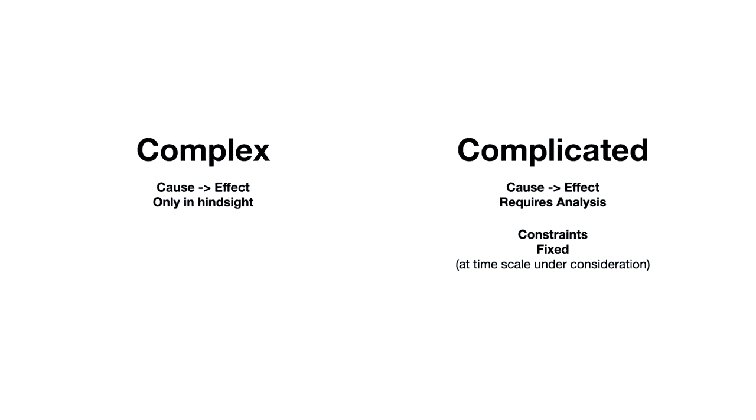So you can probably guess the nature of constraints in a complex system. Beneath complex, cause with arrow pointing to effect, only in hindsight, appears the text, constraints, change at time scale under consideration, due to agent actions. And that is that constraints change under time scales that we're considering acting in. And in particular, they change due to agent actions.